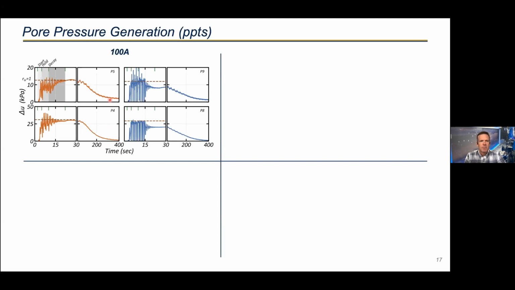And the same thing happens at both elevations. On mid slope, we also reach an RU of 1. It decays slightly. That's due to the static stress components on the slope. But then we also have gradual dissipation in time, taking almost 400 seconds.